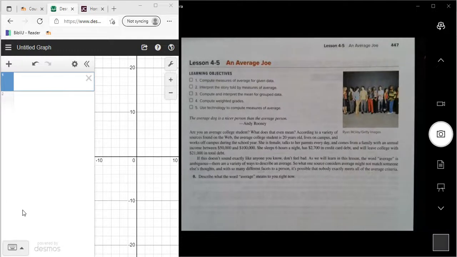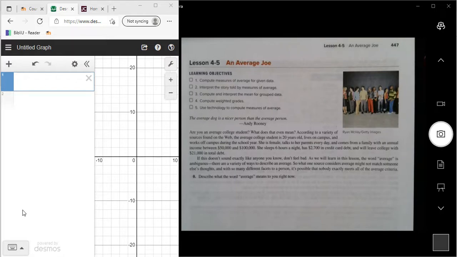Hello, class. We're about to start section 4.5, an average Joe, and we're on page 447. Our learning objectives are to compute measures of average for given data, to interpret the story told by measures of average, to compute and interpret the mean for group data, compute weighted grades, and use technology to compute measures of average. The average dog is a nicer person than the average person.